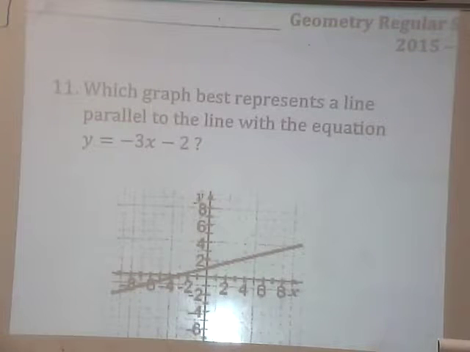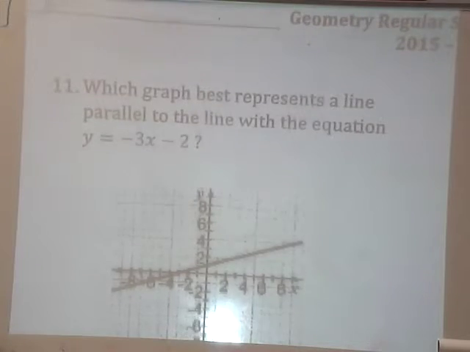That's the equation. What's just the slope? Negative 3. Just negative 3, right? Remember, it's y equals mx plus b. M is the slope. So negative 3. So let's look at these choices.